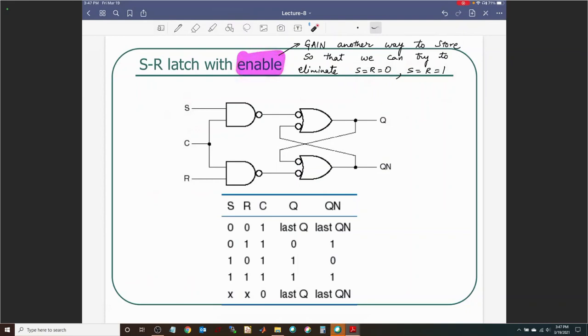Can you make it edge triggered to make it a flip-flop? Yes, by putting latches back to back, one after the other, you go for edge triggering. But that's coming up on Tuesday of next week. That's what is on the plate next week. Let's see if this checks out.